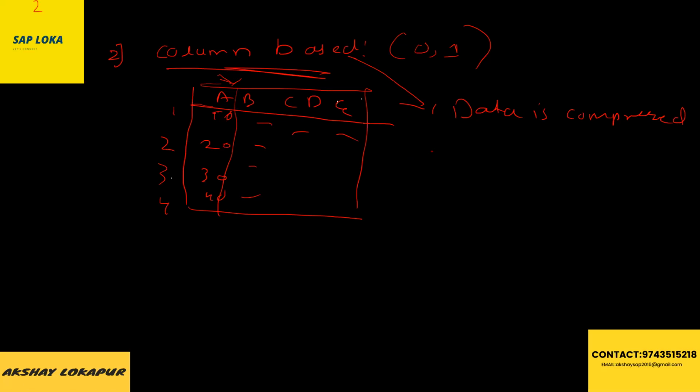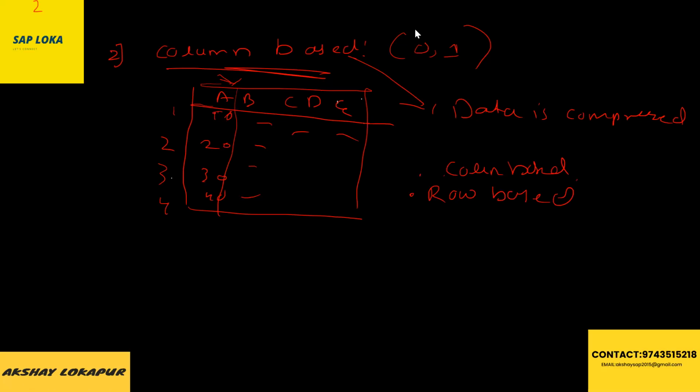For example, even on your mobile, if the data gets full, we delete unwanted things, right? But here there is no need to delete. Earlier it used to happen like that. In the old SAP system, the data was saved row-based.